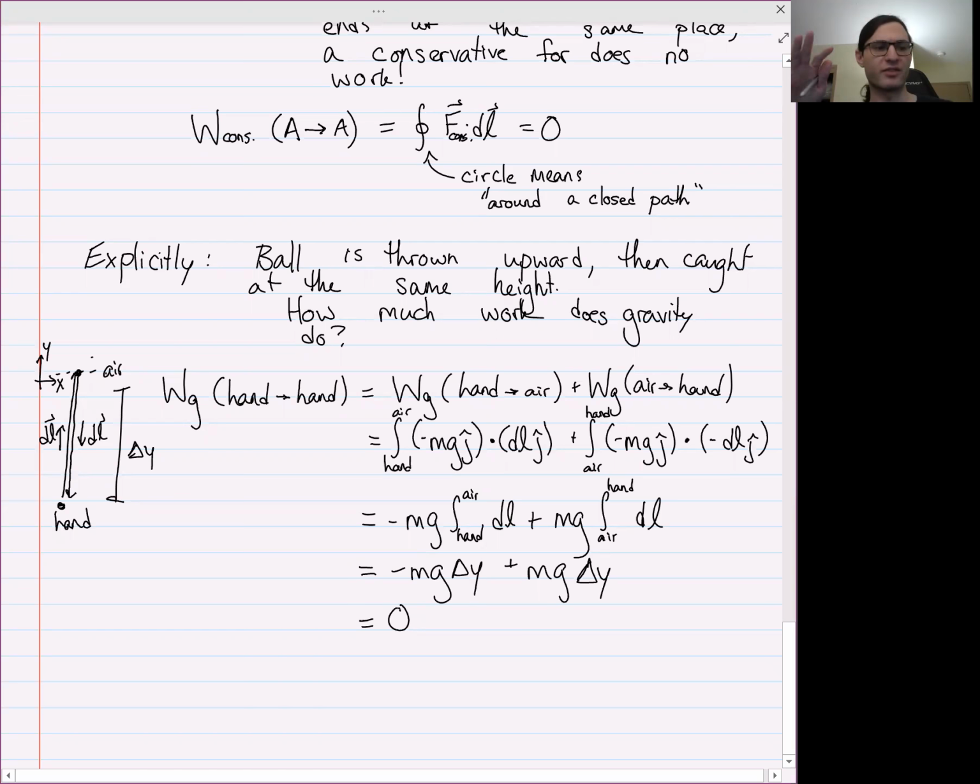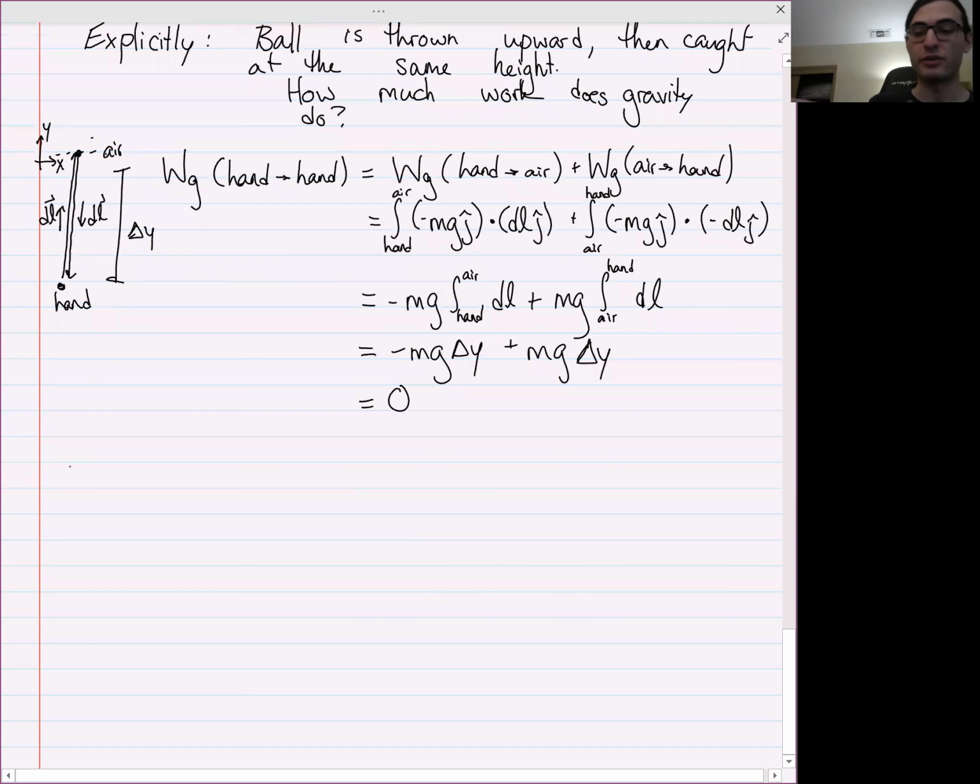We can talk more about this after lecture and in office hours, but it's an important point to make. Oh, we got to keep going. All right, so by the way, that's just a simple example showing that the work done from point A to point A is 0, because the work going up and the work coming down added together cancel each other out. And that's because it just depends on the change in position.